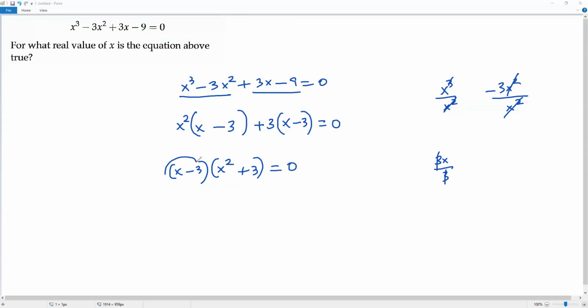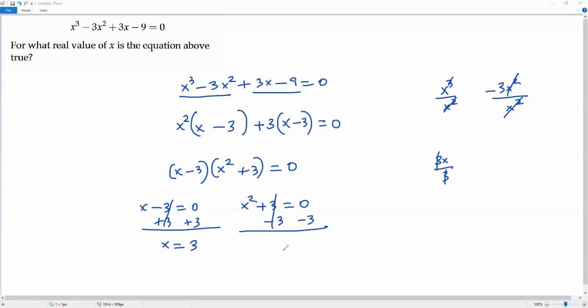We are not sure, because here both quantities contain variables. I'm not sure which one can be 0. So either the first one can be 0, or the second one can be 0. If I solve for the first one, I have to add 3 to both sides, so I get x equals positive 3. To solve for x in the second case, I have to subtract 3 from both sides. So I get x squared equals negative 3.